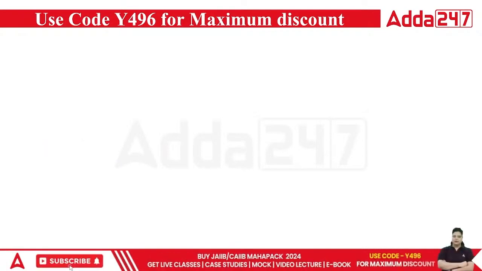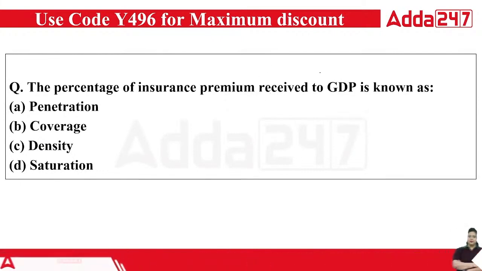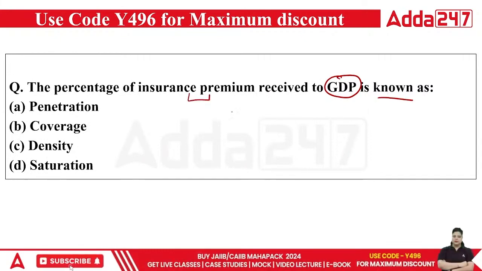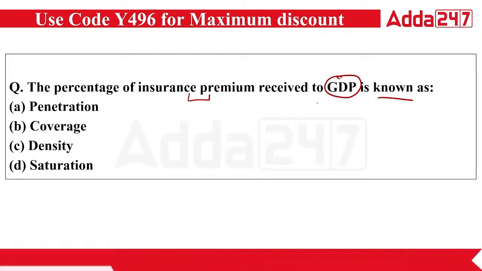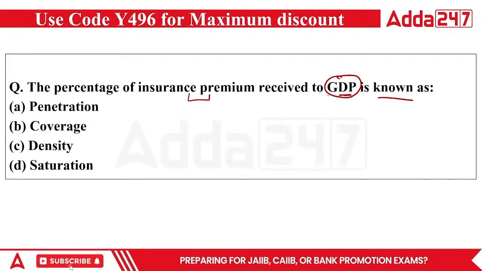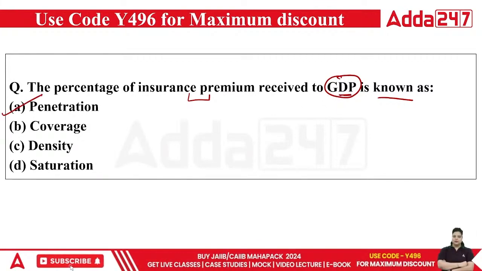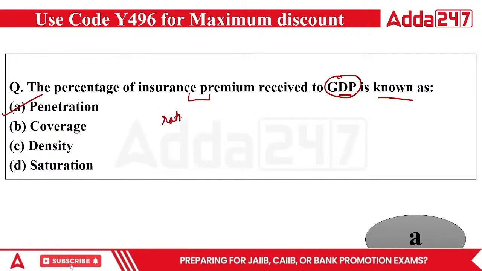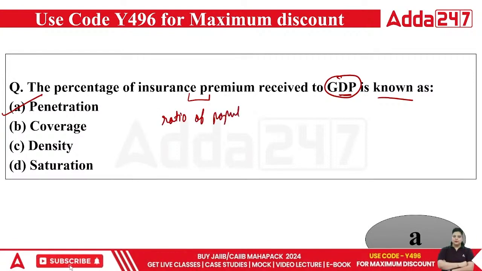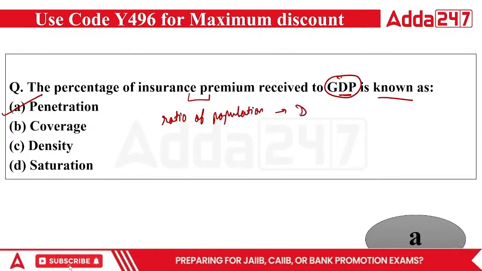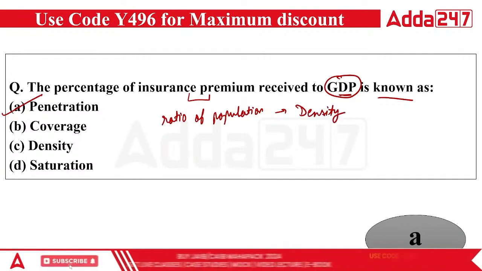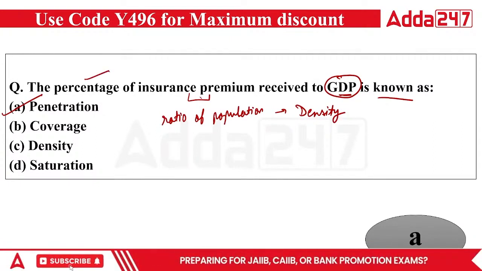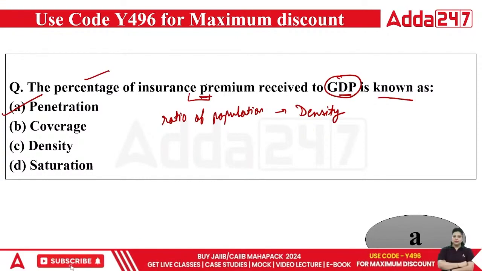Okay. The next question is talking about the percentage of insurance premium received to GDP, known as what? If you are calculating insurance premium as a ratio of population, it's the density. But when it comes to the insurance premium you receive as a share of GDP, that will be your penetration. It means the right answer is A, penetration is the correct option. So remember, how much insurance premium you have received as a ratio of the population, that is your density. But the percentage of insurance premium you received to the GDP, that is your penetration. So the right answer is A.